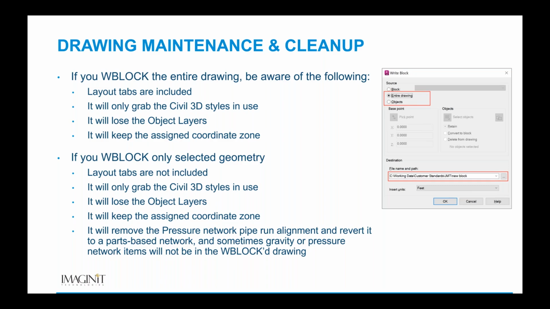And then after I've WBLOCKed out the drawing, I'll run recover on the drawing that I just WBLOCKed out. If you WBLOCK out only selected geometry, layout tabs are not included. Again, only grab the Civil 3D styles that are in use. Object layers. If you have pressure network, it's going to break the pipe run alignment and revert it to a parts-based network. And sometimes gravity or pressure network items will not be WBLOCKed into the new drawing.